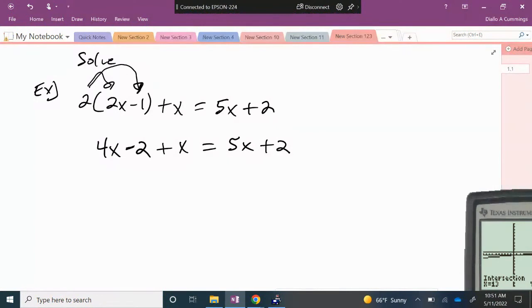I don't have any more parentheses. So the next thing I'm going to do is combine like terms on both sides. So on the left-hand side, we have 2 x variables. So 4x plus x is 5x minus 2. And then we have 5x plus 2.